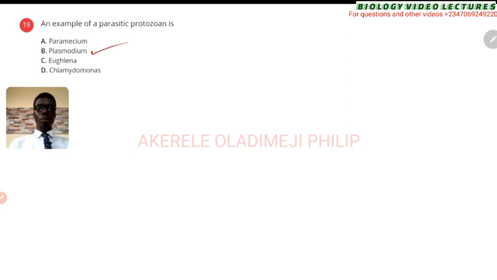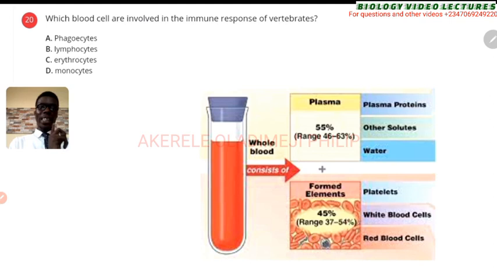Which blood cell is involved in the immune response of vertebrates? You can see on the screen, I normally draw this for you to be able to understand the differences. Blood has the following components: platelets for blood clotting, white blood cells for immunity, red blood cells to carry gases and all of that. Then plasma carries nutrients, waste products and other things.